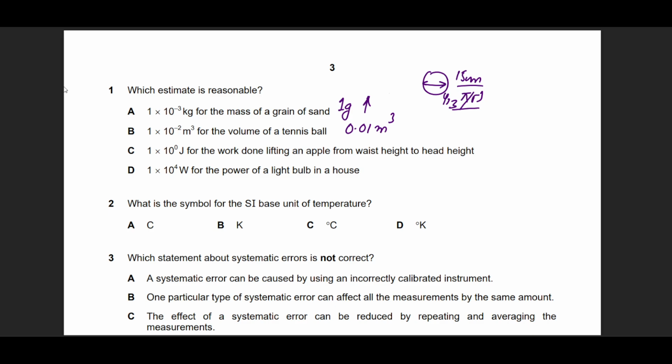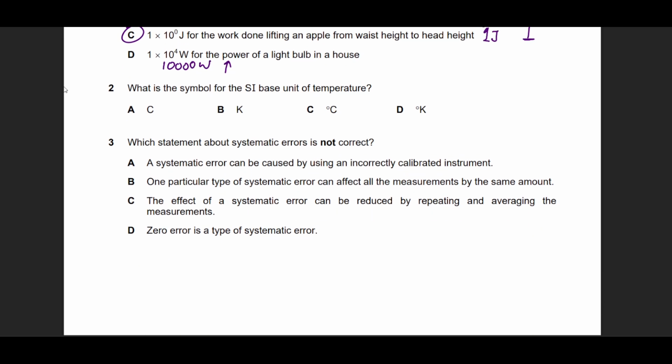This is 1 joule to lift an apple from feet to waist height, for example. Now, apples are usually 50 grams approximately. Now, 10,000 watts for a light bulb. This is too high again. The closest possible is option C.